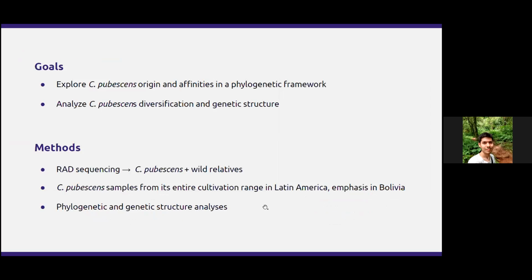In that context, we know that it is necessary to deepen the study of the origin, affinities, and genetic variability within Capsicum pubescens. Thus, our goals were to explore Capsicum pubescens origin and affinities in a phylogenetic framework, and to analyze Capsicum pubescens diversification and genetic structure. To do so, the RAD sequencing methodology was applied, generating genome-wide data from the rocoto chile and its wild relatives or putative ancestors. Capsicum pubescens materials came from its entire range of cultivation in Latin America, from Northwest Argentina to Mexico, with emphasis on Bolivia, where the highest variability is reported. And then phylogenetic and genetic structure analyses were performed.